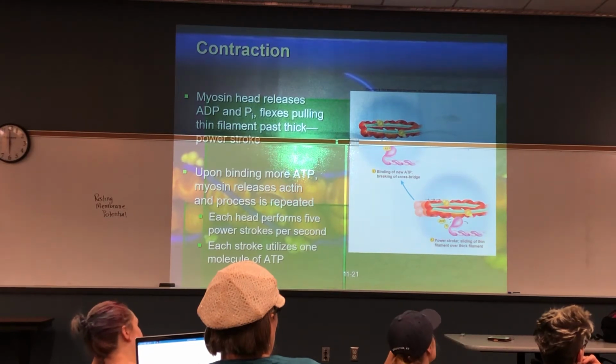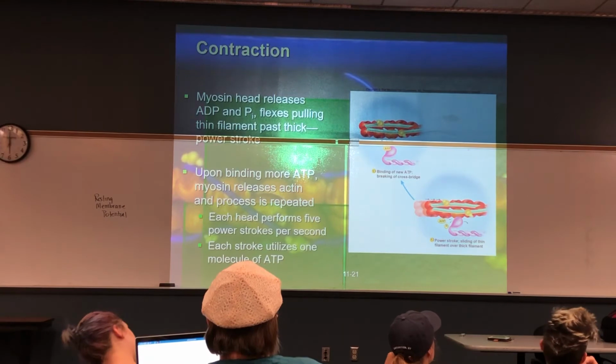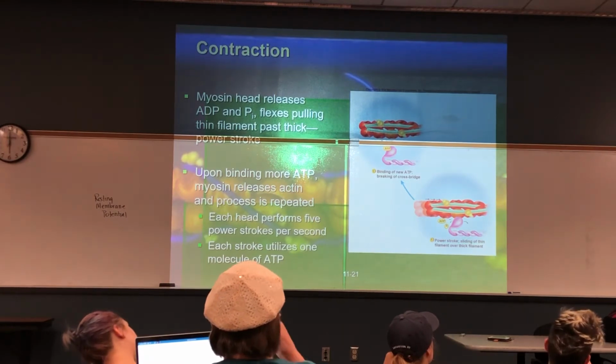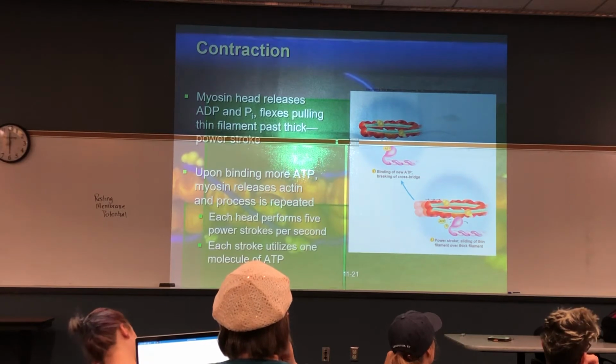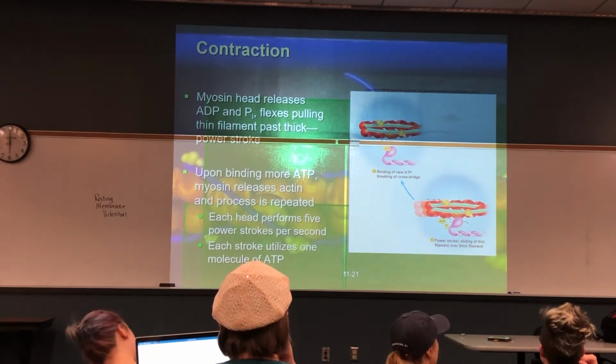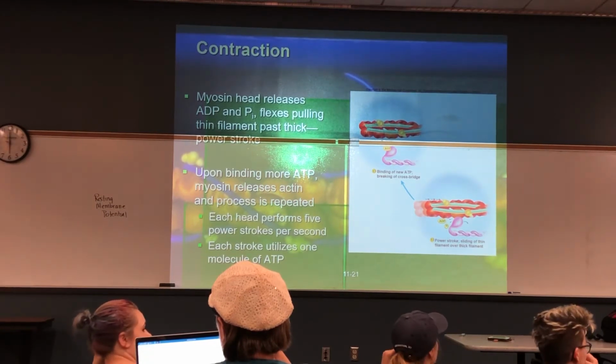So how does it slide? It happens because the myosin golf clubs can find the active sites, and they all have a power stroke at the same time. So the power stroke allows for that part of the contraction, and that's what makes muscles in general smaller, is the sliding of this.